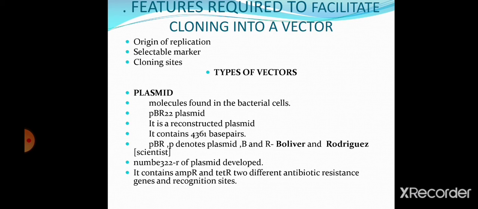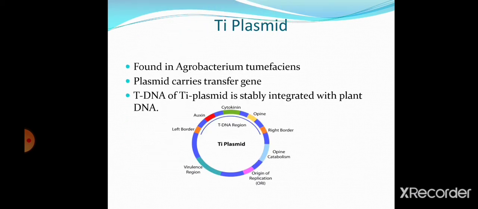TI plasmid. What is TI? TI means tumor inducing plasmid. It is found in Agrobacterium tumefaciens. This bacteria is responsible for inducing tumors in several dicotyledonous plants, dicot plants. So, Agrobacterium tumefaciens induces tumors in several dicot plants.